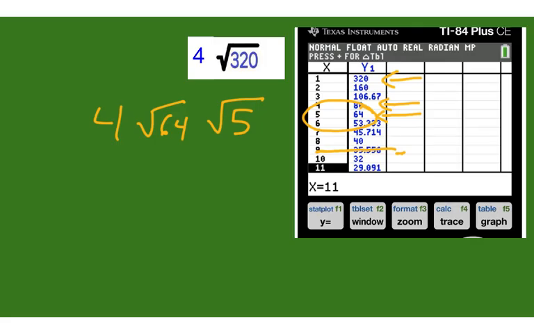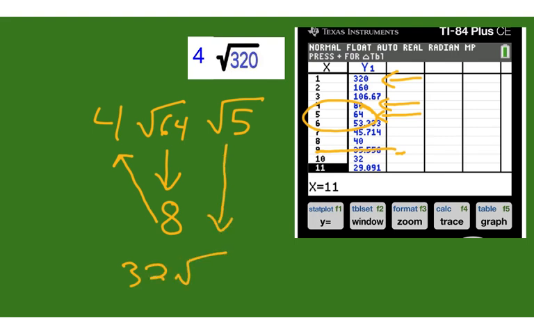What do you notice? I notice 64 is a perfect square root, and the square root of 64 is 8. I'm going to take that, multiply it by my coefficient to get 32, and I'm going to bring down the radical 5. And that is your answer, because you can't break down this radical 5 anymore.